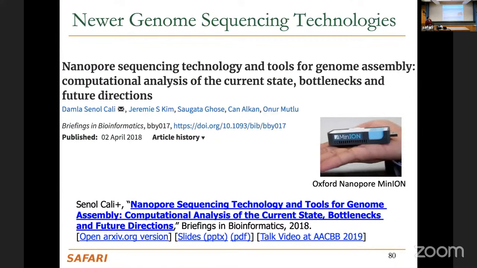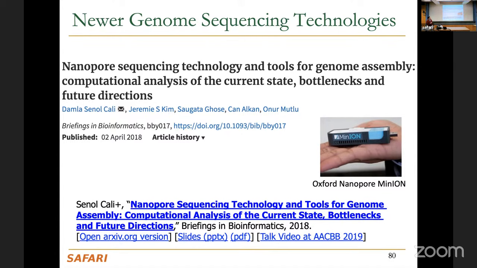This is one of the sequencers. It is literally sequencing the entire genome and giving you the genomic data. In this paper, we analyze the challenges and the future opportunities of using this particular sequencing technology. I would definitely suggest you check this paper to learn more about it.